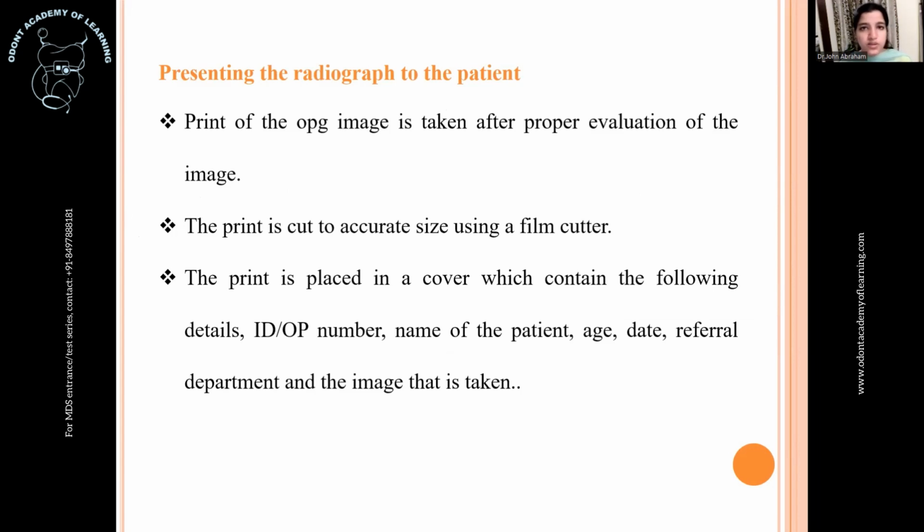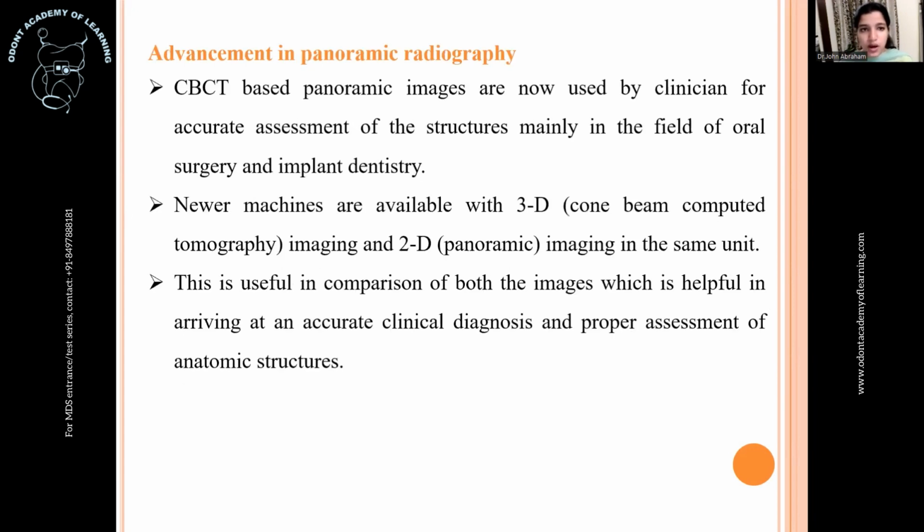How are we going to present this radiograph to the patient? A print of the OPG image is taken after proper evaluation of the image. If all the areas are seen and the area of interest is properly visualized, the film is cut to accurate size using a film cutter, and the print is placed in a cover that contains the demographic details of the patient: OP number or ID, name of the patient, age, date, and referral department. That is how the image is presented to the patient.